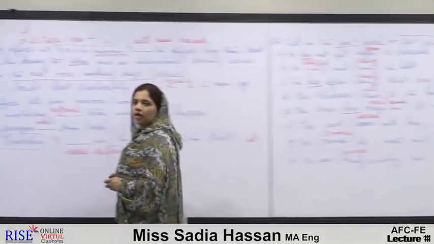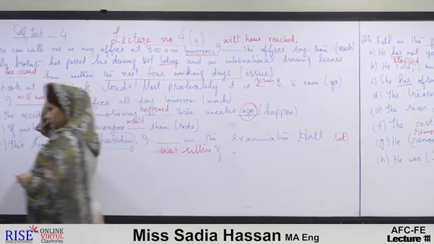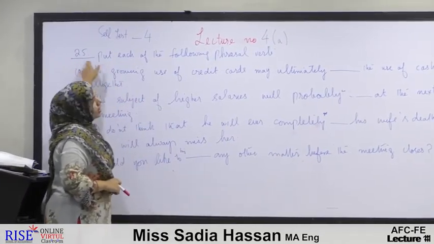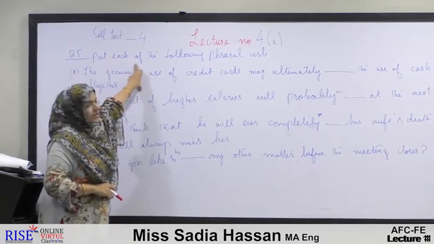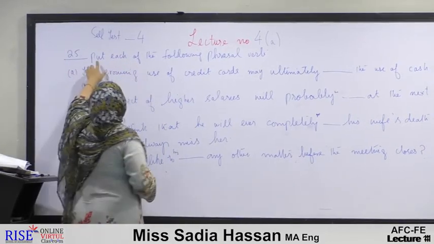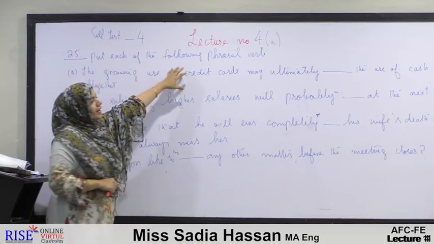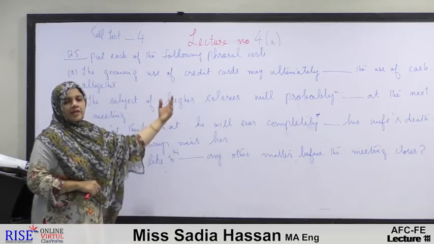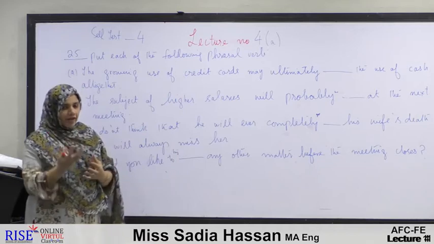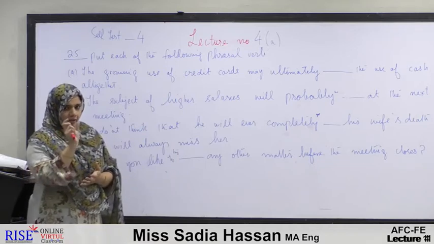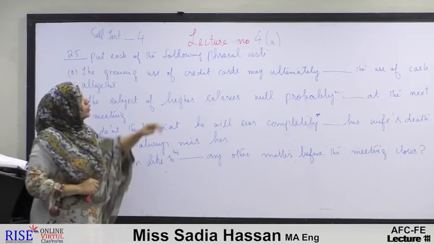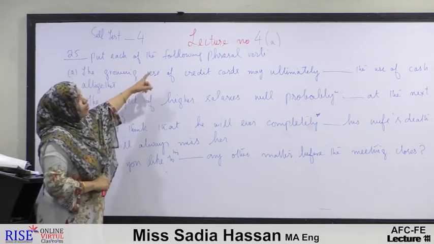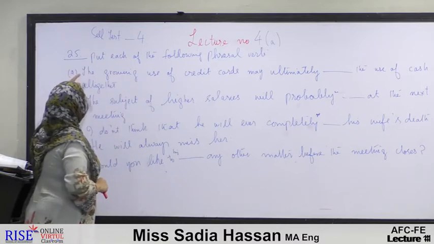Now we move on to the last question. Okay. Now we move on to question number 5, which is the last question of this self-test number 4. Put each of, now we have been provided with a list of phrasal verbs. Phrasal verbs have definite meanings in that particular word. So we are going to use that particular phrasal verb in the context of the sentence. See how we do it.